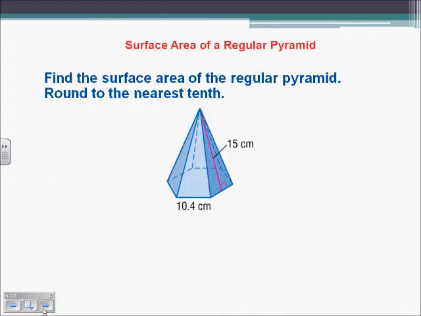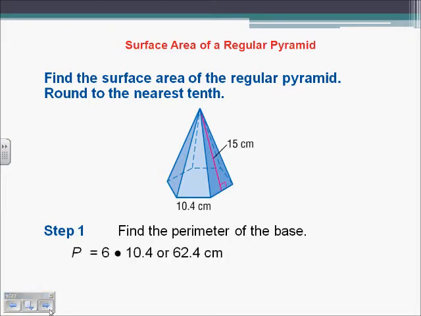Alright, here we are finding the surface area of this regular pyramid. We want to round to the nearest tenth. We know it has 1, 2, 3, 4, 5, 6 sides, so we're dealing with a hexagon. Our first step here, we want to find the perimeter of the base. If we've got 10.4 for one side, and we want to find the perimeter, which is all 6 sides, we just multiply by 6. So we're going to get 62.4 centimeters for our perimeter.